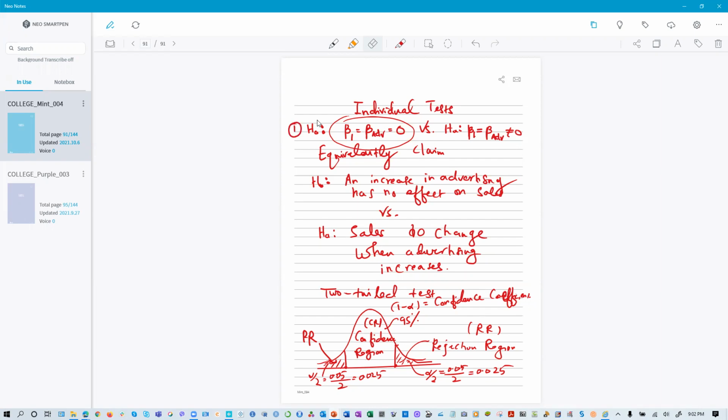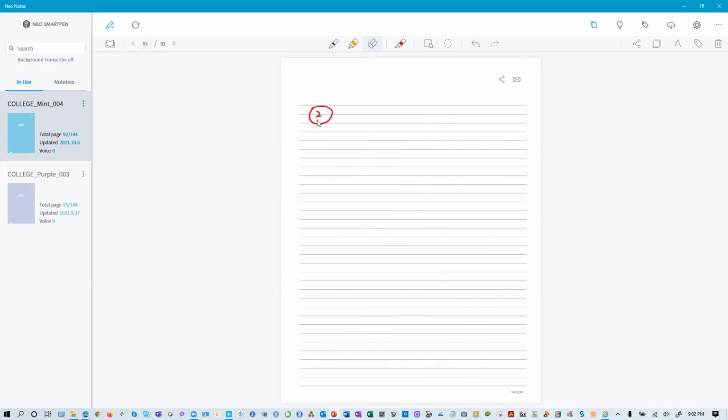Here, the second one, we're going to say H naught: beta 2, sorry, beta 2 means beta bonus, equals 0, versus HA: beta 2, which is beta bonus, greater than 0. Now this is the claim. Somebody claimed like that. What does that mean?